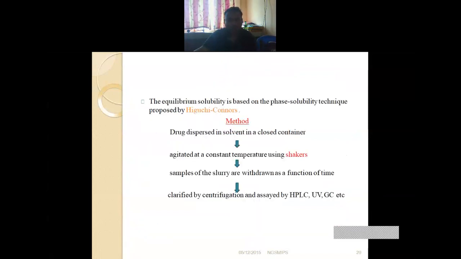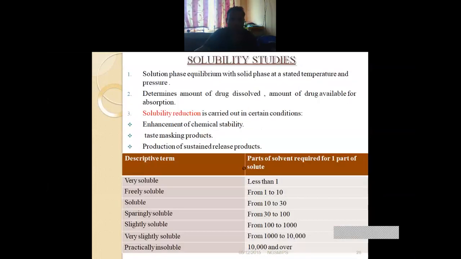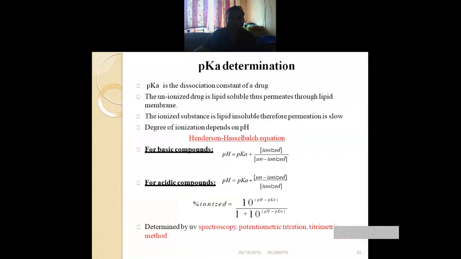So, last class I was discussing the solubility studies. Okay, students? So, now pKa determination. What is pKa determination? pKa is the dissociation constant of a drug. It is the dissociation constant of a drug substance, and the unionized drug is mainly lipid soluble, so it permeates through the lipid membrane.